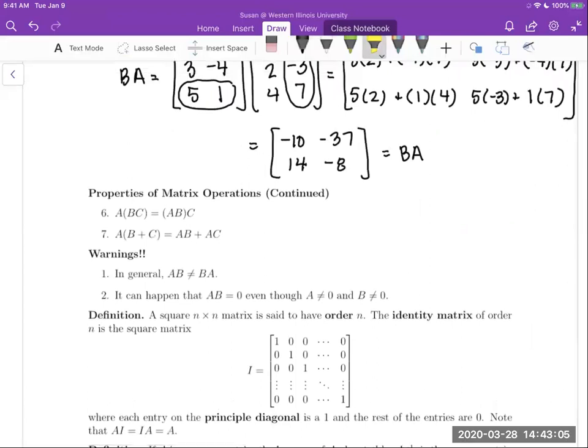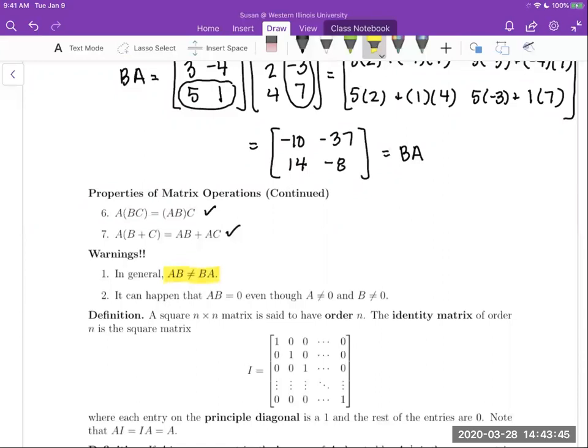All right, so moving down, we have property 6, which says you can group them differently and still get out the same answer. So we have associativity here. And we have distributivity of matrix multiplication across the sums of matrices. However, what we just discovered in this last example was that in general, matrix multiplication is not commutative. You cannot switch the order. And so this is important to note. Maybe it happens that they're equal, but that would be a fluke. It's not going to happen all the time.